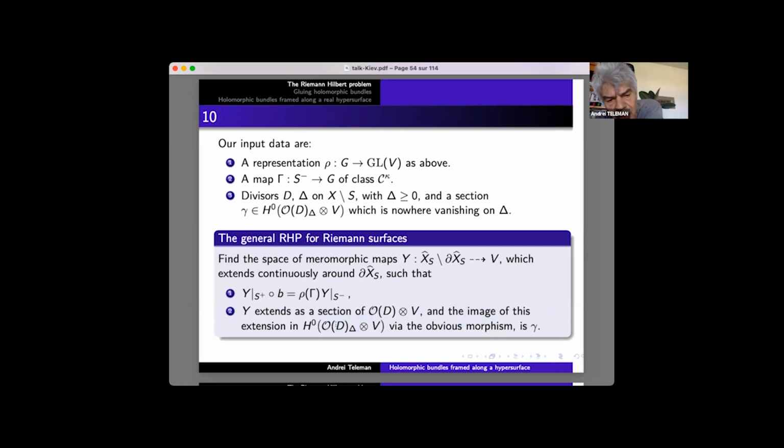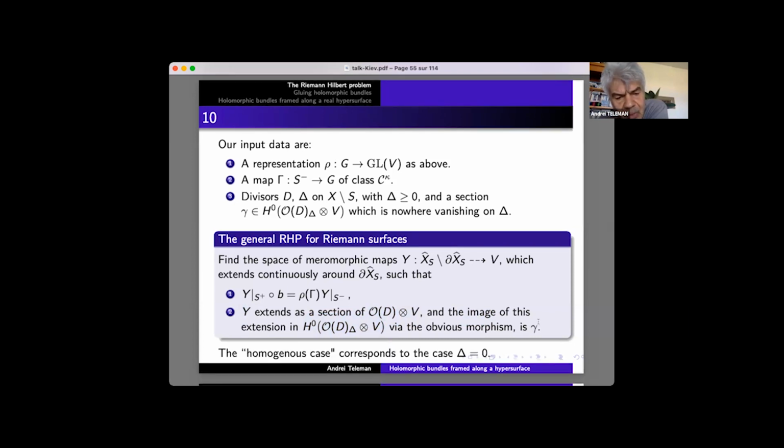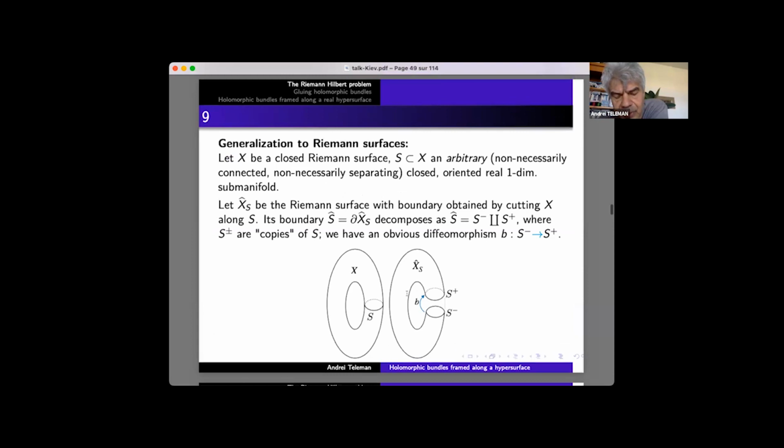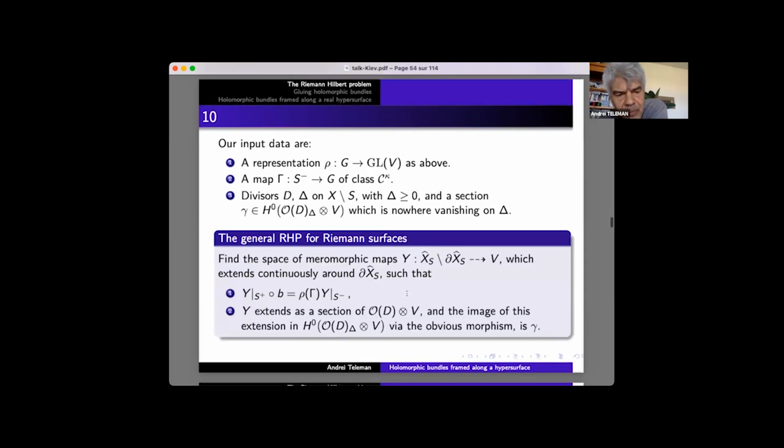So here, this torsion sheaf can be regarded as a quotient of this one. So I just impose that the image of Y in H0 of this torsion sheaf via the obvious morphism is gamma. So it's a very natural generalization of the Plemelj condition. So the homogeneous case corresponds to the case when the divisor delta is empty, is zero.